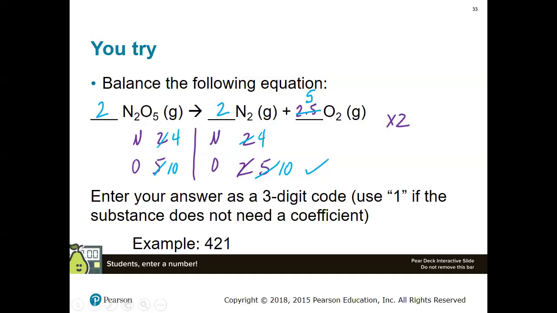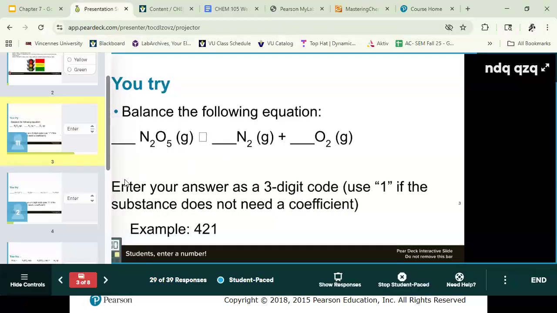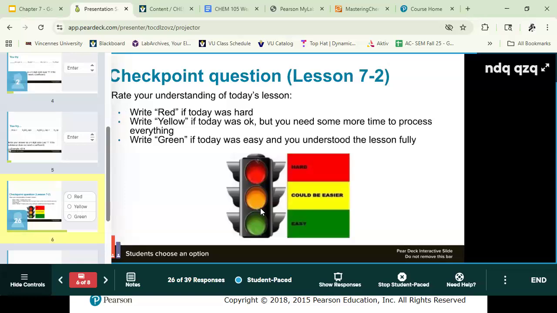So go into Pear Deck and enter that code. Also, go down to slide 6 and answer this question here about today's lesson. So on Friday, we are going to do a little bit more practice with balancing just to kind of round out what you saw in PLTL. And then we're going to get into discussing solubility rules and how to predict whether a reaction is going to form a precipitate or not form a precipitate based upon just classifying the double replacement reaction and predicting the products.